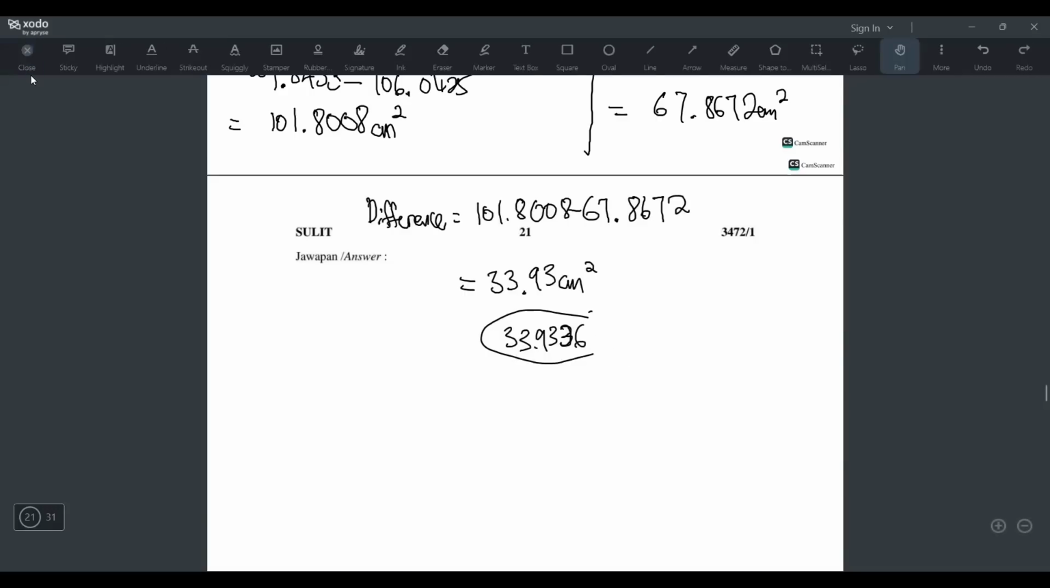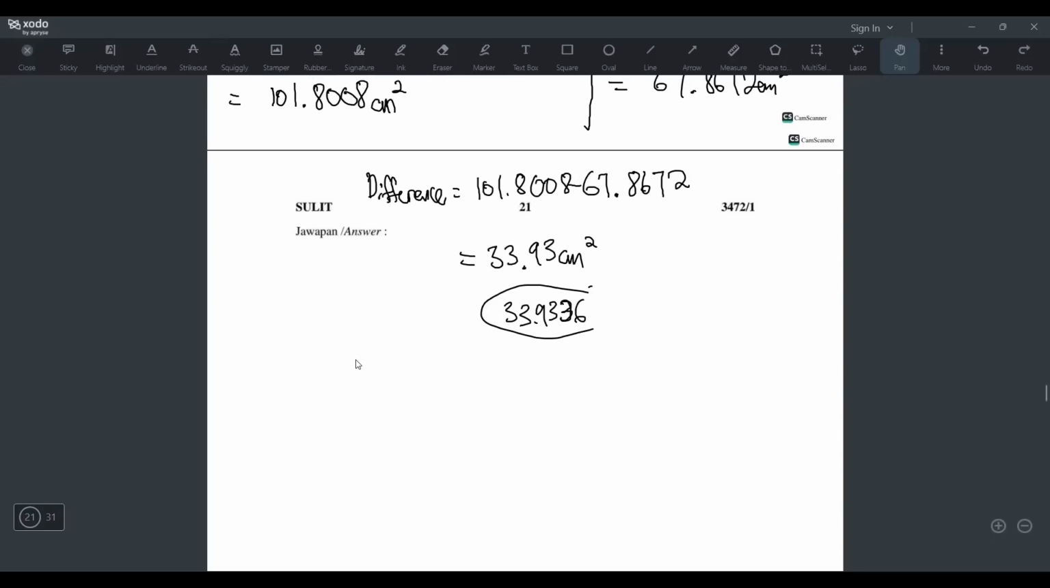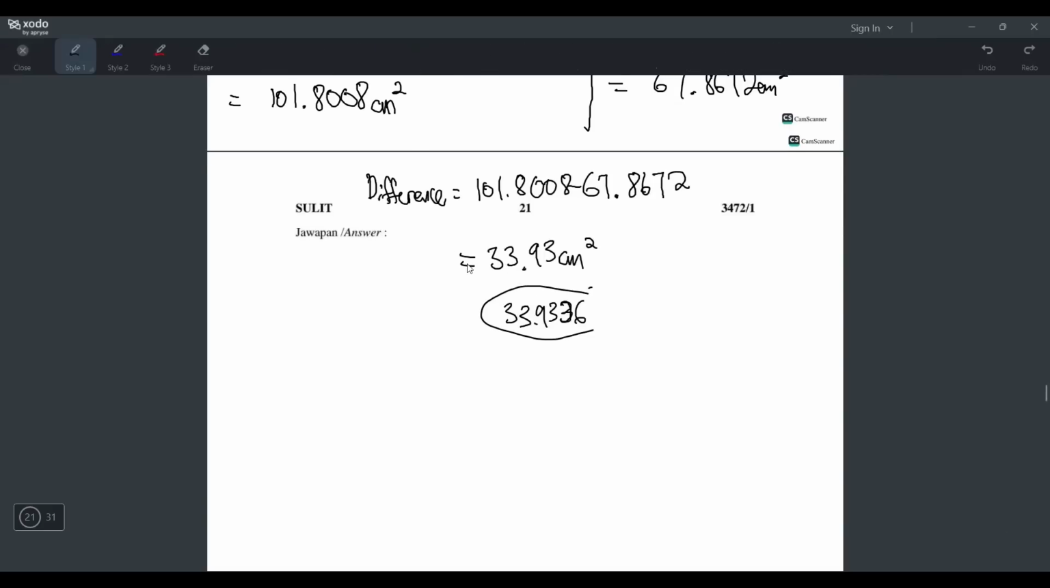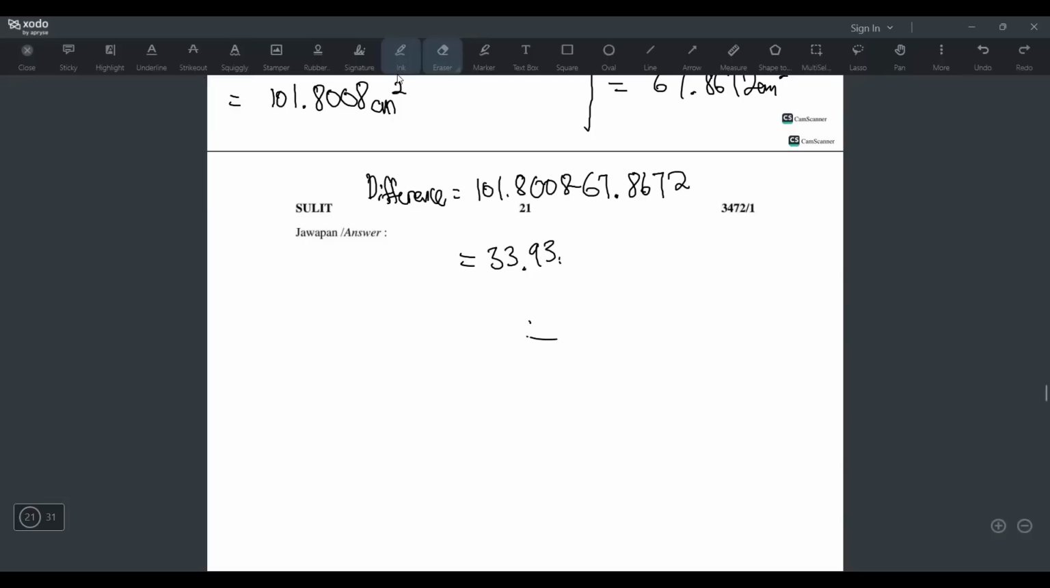Actually, the more you write, the better. But if it's like infinite decimal places, then you don't write all the decimal places. Then you just write 4 significant figures. Or you can write 2 decimal places. All right. But for this case, I think I will just write 33.9336, because the answer just stops here, right? So just write a few more. It's fine, right? It's better. So I'll just write 9336. Okay, now it's done already. Okay, done.